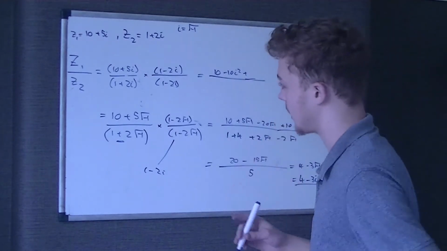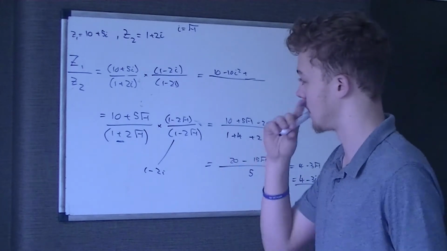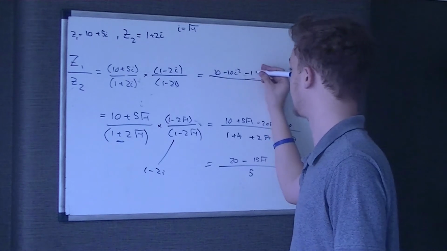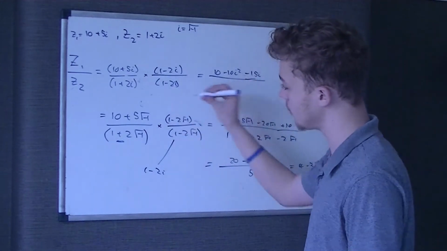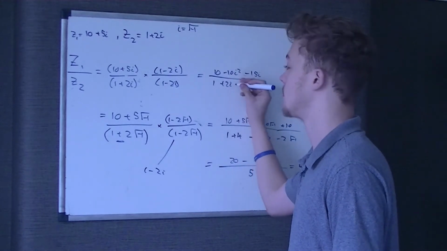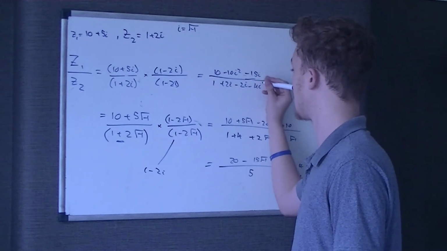So remember 5i and then minus 2i times 10, so it's minus 20i plus the 5i. It's going to be minus 15i. And that's going to be all over 1, and that's going to be plus 2i, take 2i, take 4i squared.